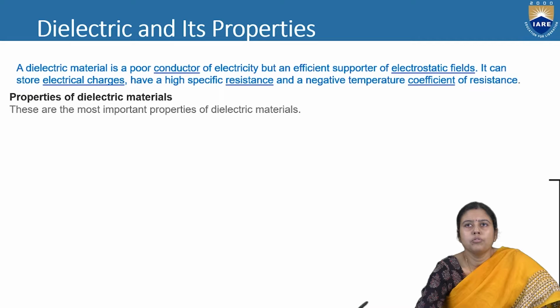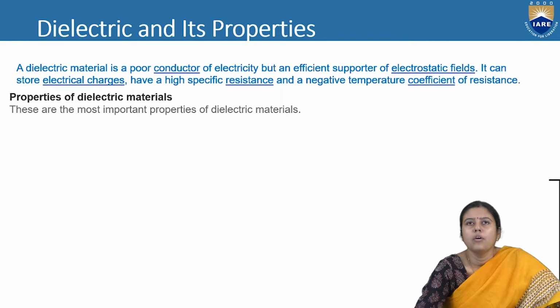Another important thing, which was discussed in the previous class also: what is a dielectric? A dielectric material is a poor conductor of electricity but a good supporter of the electrostatic field. As today's topic is the electrostatic field and polarization, the dielectric has the most important role in the discussion. So a dielectric is a very poor conductor of electricity but an efficient supporter of electrostatic fields. It has a high specific resistance and a negative temperature coefficient of resistance.